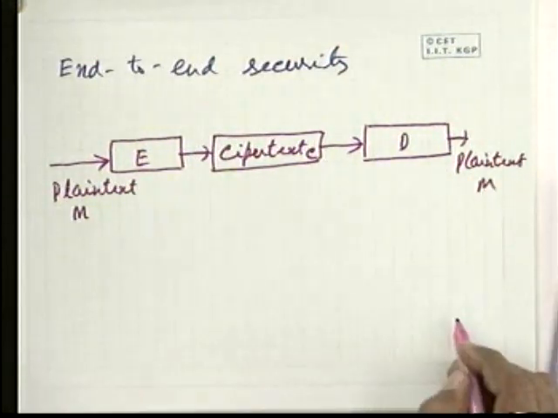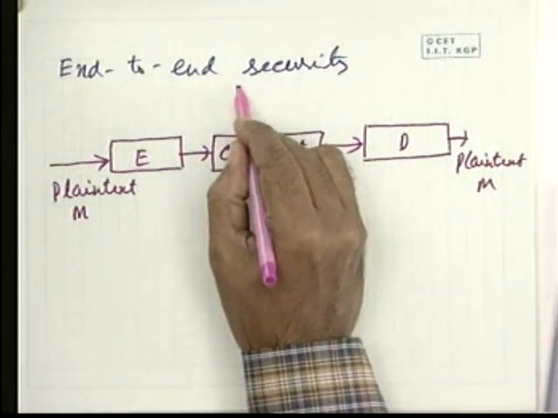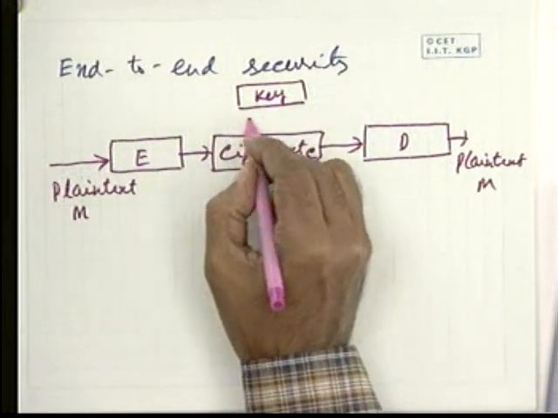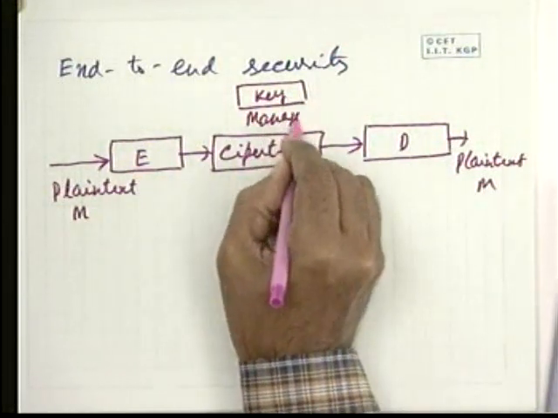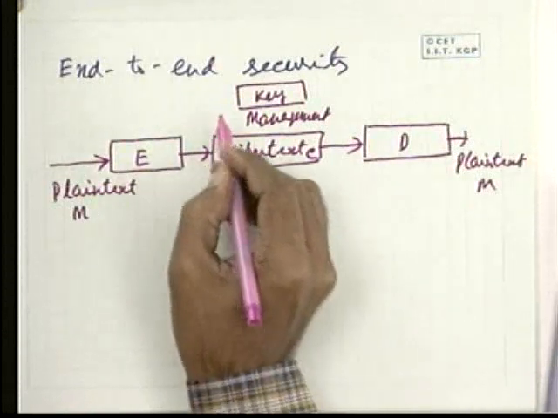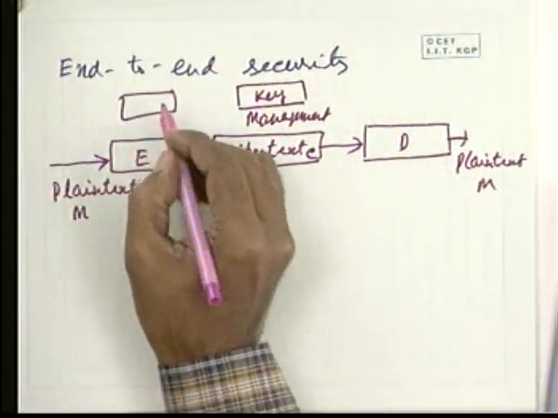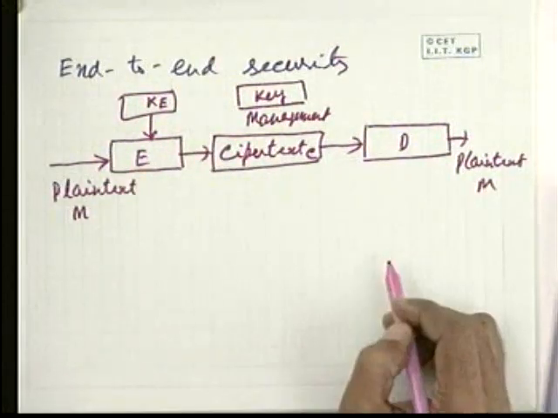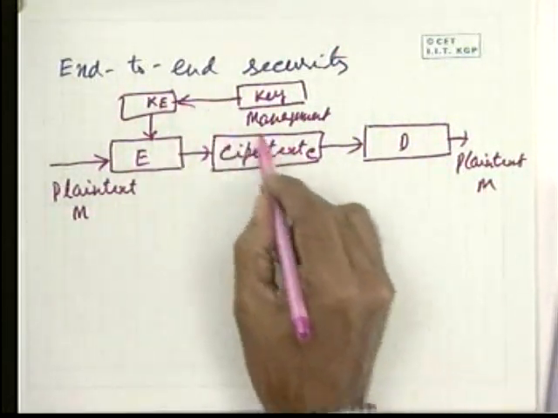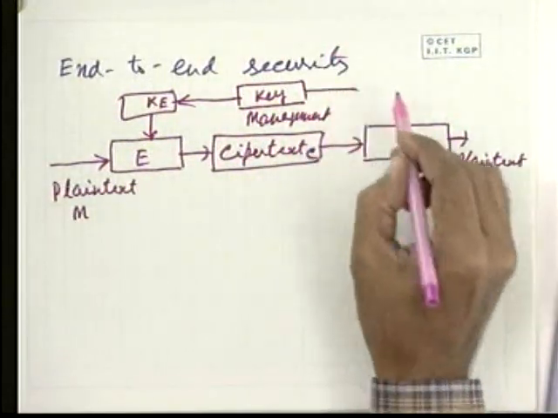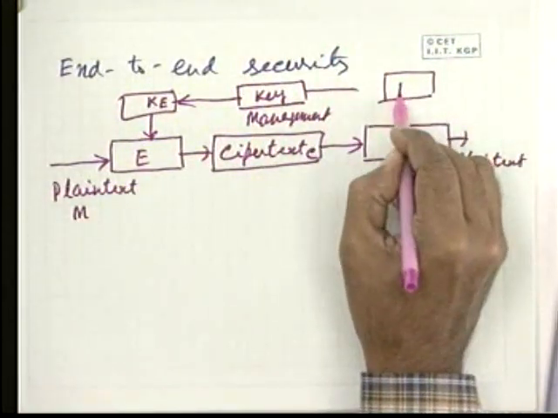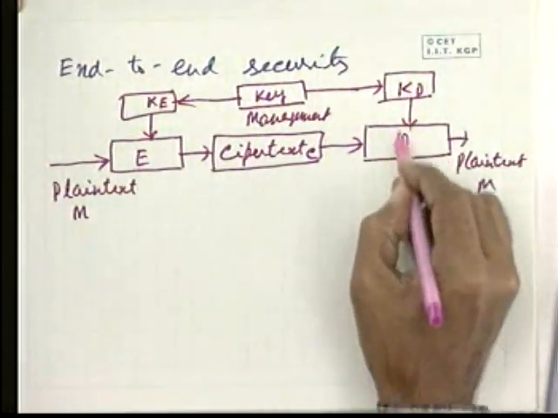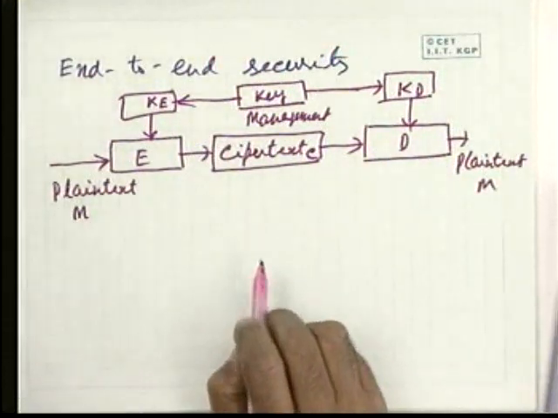or M. And obviously, for encryption purposes, you will require a key, and this is the key management. The key used here is KE, with which you do the encryption, which is managed by the key management system. At the other end you also use another key, your KD key, which is used at the destination for decryption.